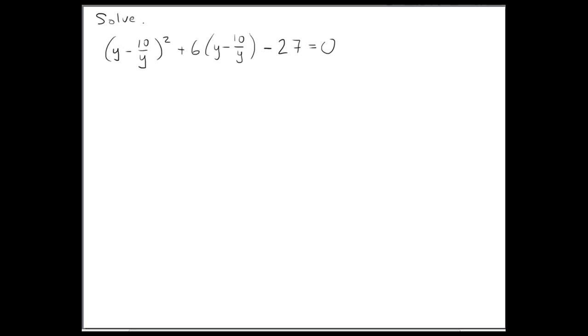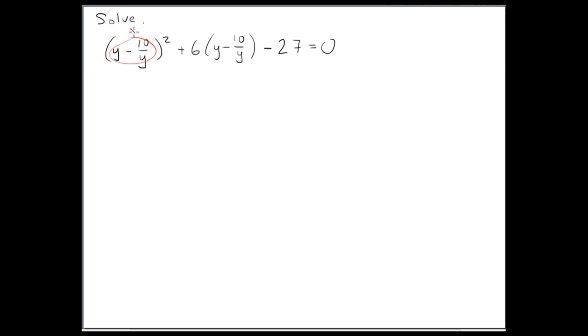In this video, we're going to solve this awful equation right here. We are going to solve (y minus 10 divided by y) quantity squared, plus 6 times the quantity (y minus 10 divided by y), minus 27 is equal to 0. Wow. Let's start by rewriting everything.